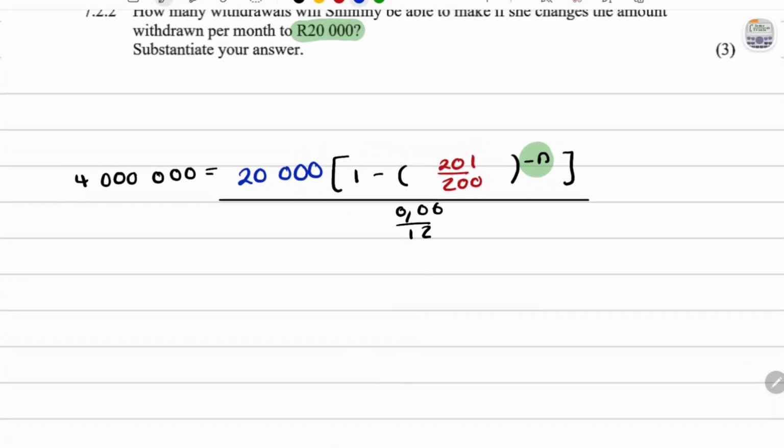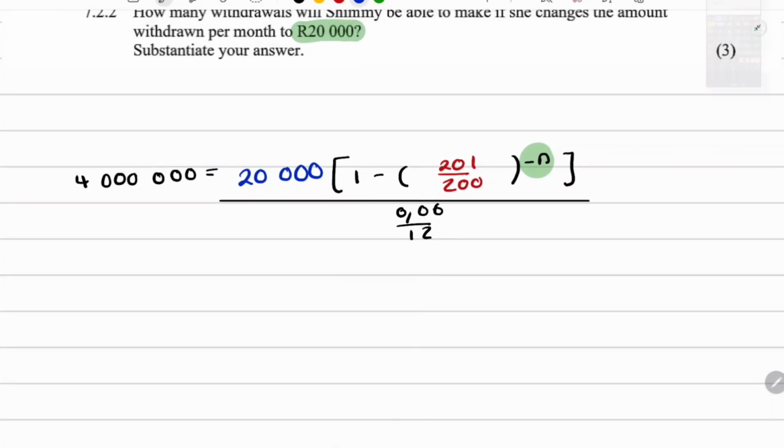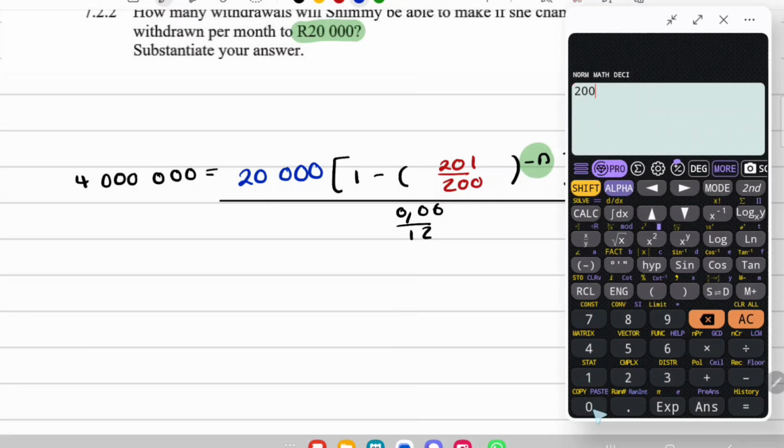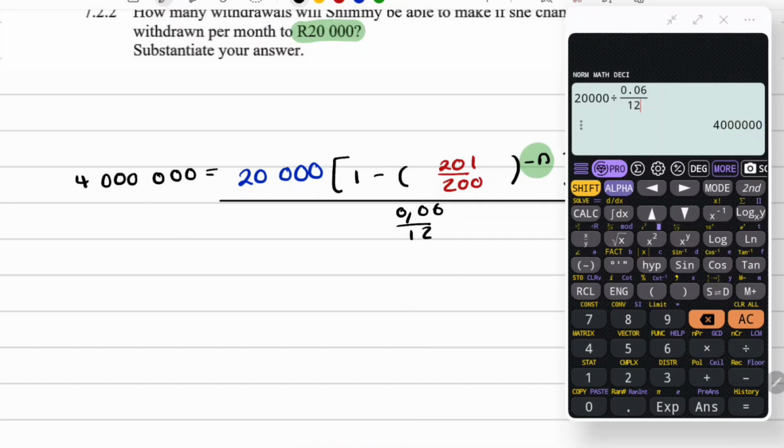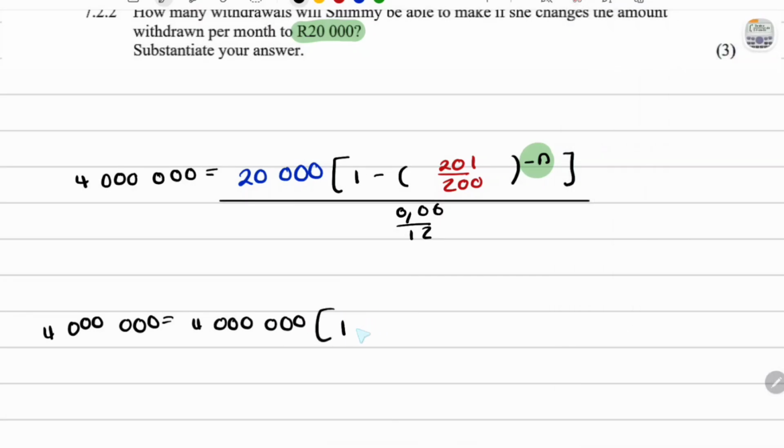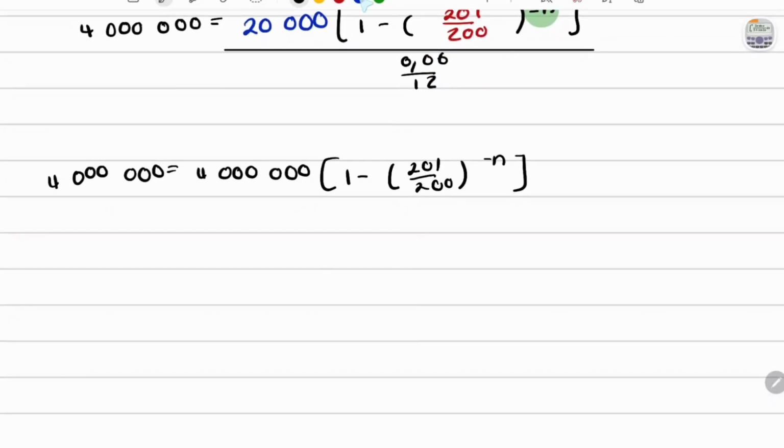Again, we have to divide. So let's take that 20,000 and divide it by the fraction that we have. We're taking 20,000 divided by 0.06 over 12. That gives us 4 million like we have here. So we have 4 million here is equal to, and we also have 4 million here as well. And then open bracket, what are we left with inside? 1 minus, still the same thing, 201 over 200, raised to the power of negative n, close bracket. If you divide both sides by the 4 million, you're really just going to get 1, because 4 million and 4 million are on both sides.